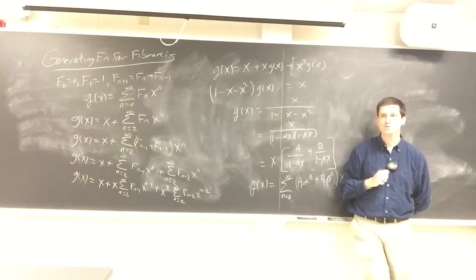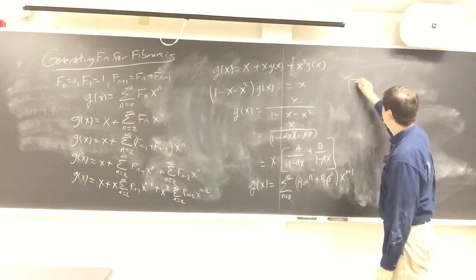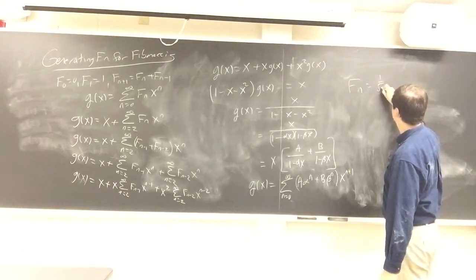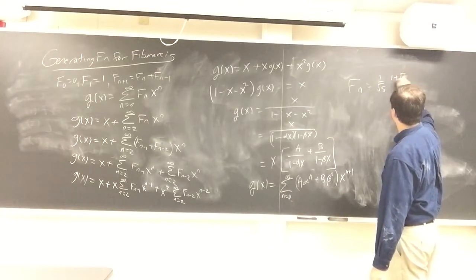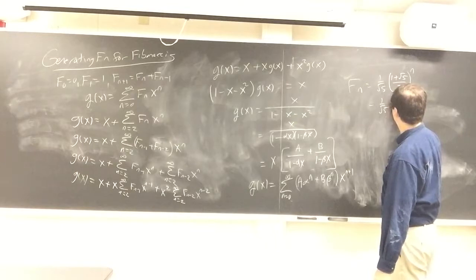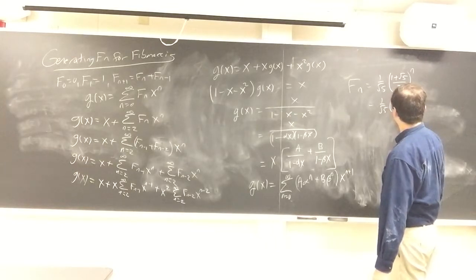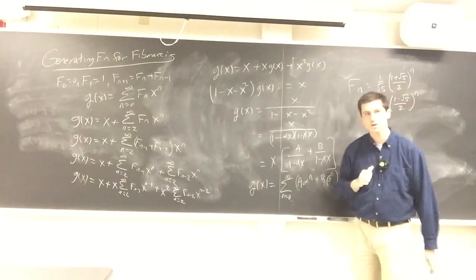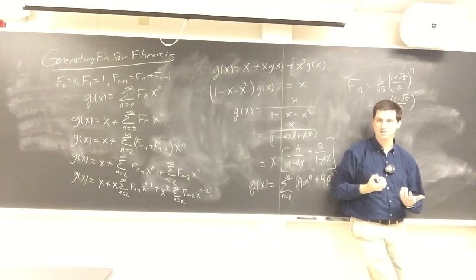So this will give you an explicit formula. When the dust settles, you'll get f_n is 1 over square root of 5 times ((1 plus root 5) over 2) to the n, minus 1 over square root of 5 times ((1 minus root 5) over 2) to the n. What I love is the Fibonaccis are integers.